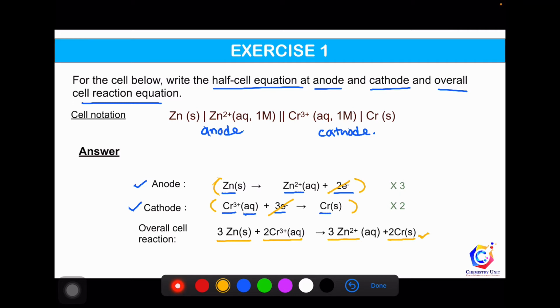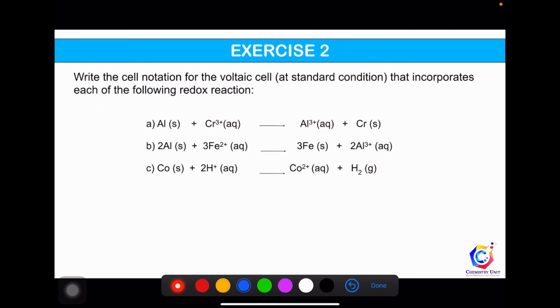Now, let us move on to the next question. Exercise 2. Write the cell notation for the Voltaic cell at standard condition that incorporates the following redox reaction. Here in question A, B and C, you can see that the overall cell reaction is given.